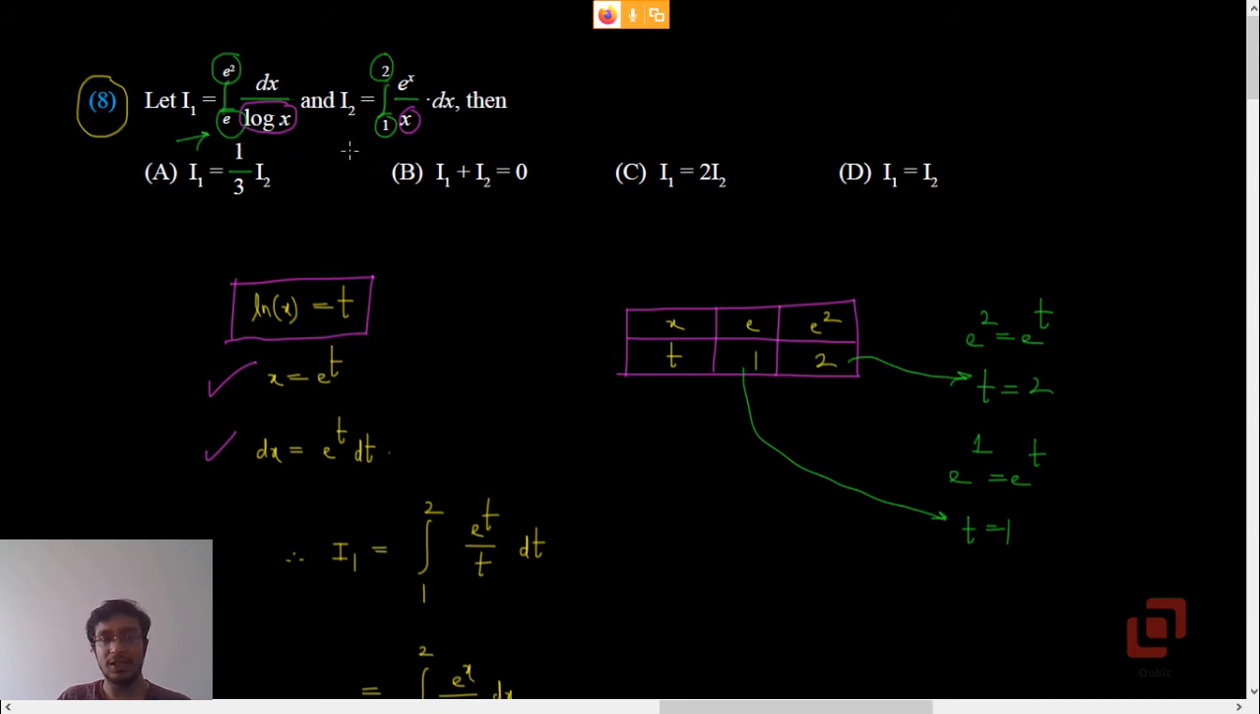that integral whose limits are 1 and 2. So let's now see whether it turns out to be the same integrand in I2. Let's check. After these substitutions and change of limits, I1 will be integral from 1 to 2 of e to the power t upon t.